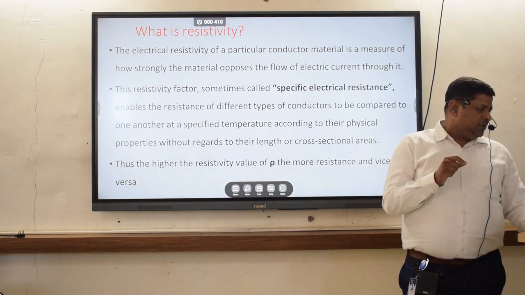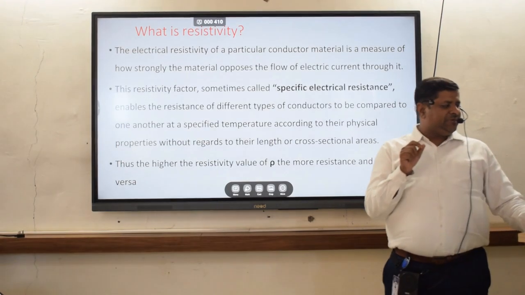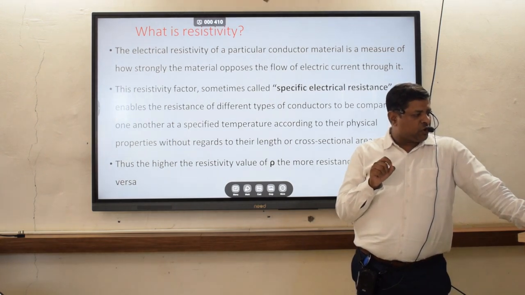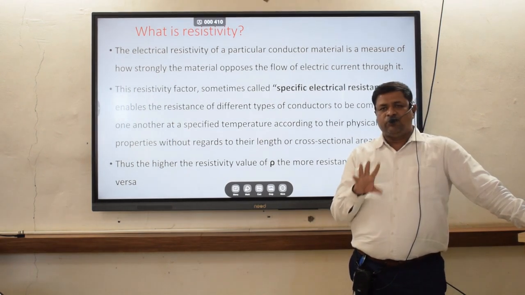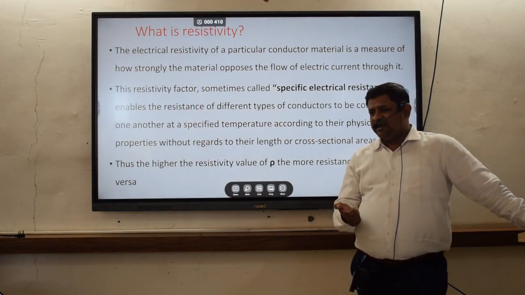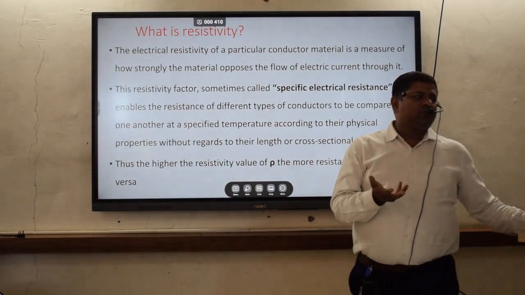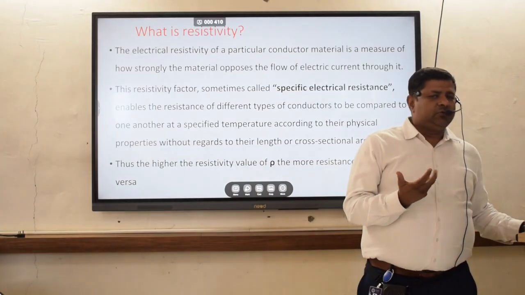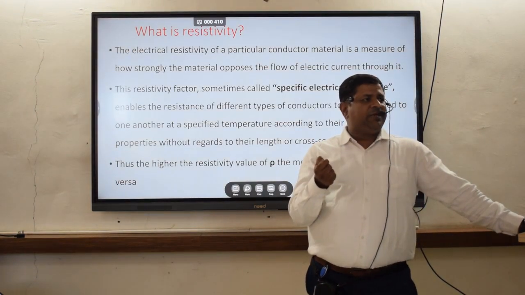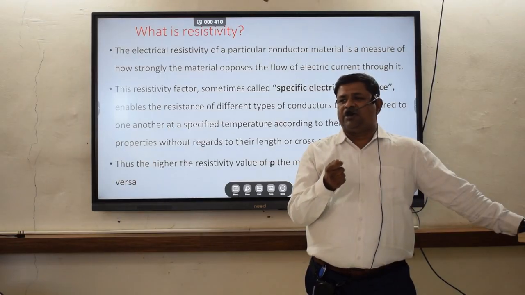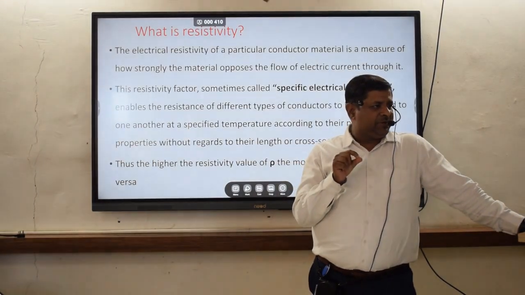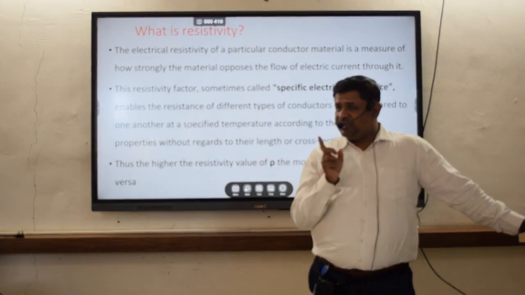So here, the electrical resistivity of a particular conductor material is a measure of how strongly the material opposes the flow of electric current through it. As the name itself indicates, na? Resistivity to whom? The flow of current. So material कितना ज़्यादा उसको oppose करता है. The ability of a material to oppose the flow of current through it is nothing but the resistivity of that material. What is conductivity?